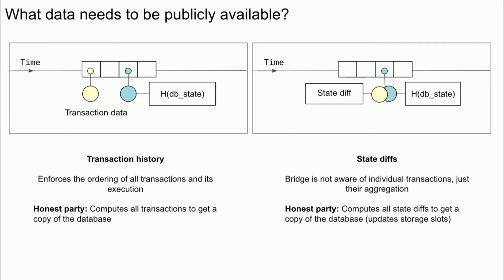You replace these storage values. And so in a validity rollup, you don't have to reveal the transactions at all. So it's their side effects or their impact on the database, and that's really exciting. And how do we guarantee it's available?